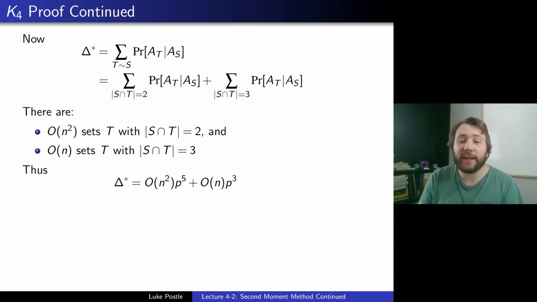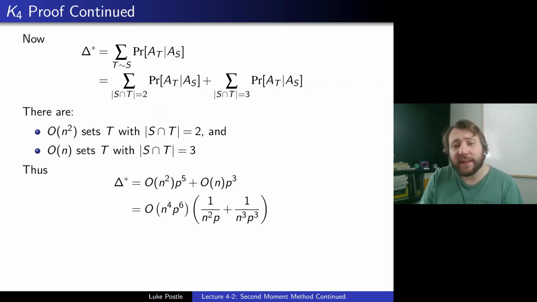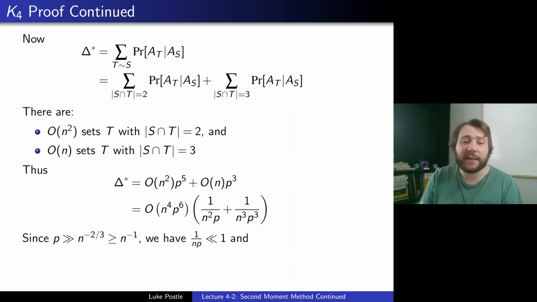And we thus conclude that delta star is equal to O of n squared p to the 5th plus O of n p cubed. Now what good is that? We want to again compare delta star to the expectation. And the expectation was n to the 4th p to the 6th, so we'll factor that out, and we'll get O of n to the 4th p to the 6th times 1 over n squared p plus 1 over n cubed p cubed. Now if you look at that right factor, we know that since p is at least n to the minus 2/3, which is at least 1 over n, we have that 1 over np is much, much smaller than 1. And thus, we can conclude that delta star is little o of n to the 4th p to the 6th, and hence is little o of the expectation of x.